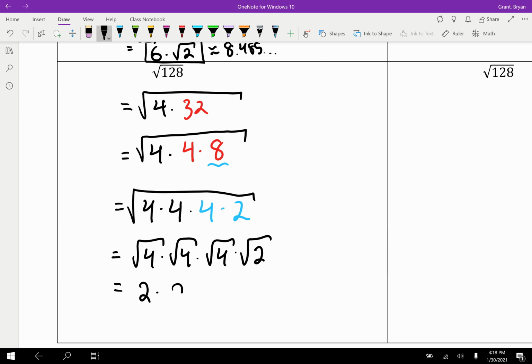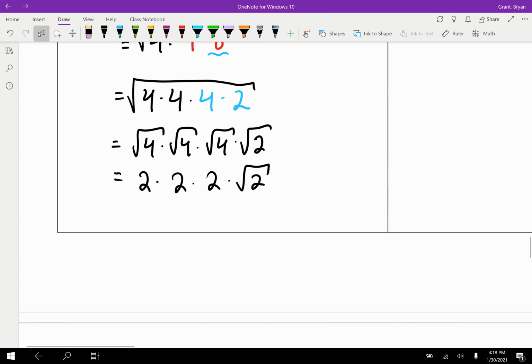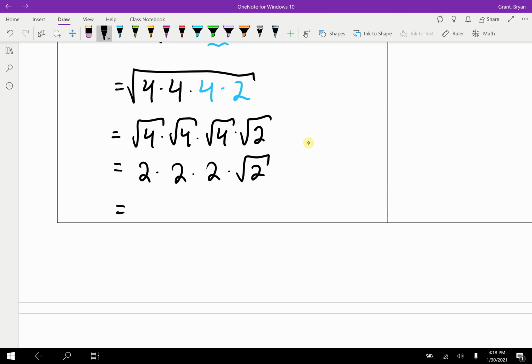Square root of 4 is 2, 2, 2. We don't know the square root of 2. It's not a nice integer, and so we leave it like that. 2 times 2 is 4, times a third 2 is 8. And so our final answer is 8 square roots of 2.